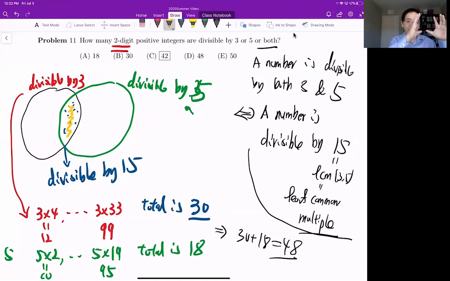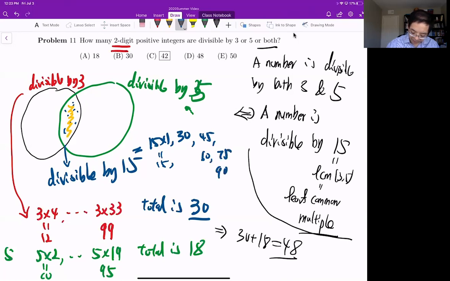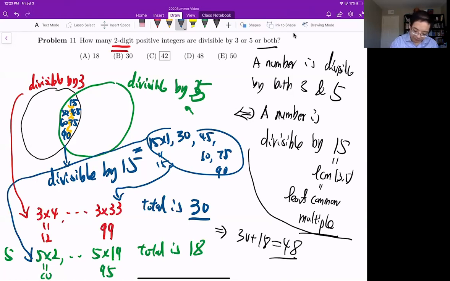When you count the numbers for 3 and the numbers for 5, the overlap is counted twice. You have to subtract this. The overlap is divisible by 15. We start from 15 times 1, and the second one is 30, then 45, 60, 75, and 90. Let me put it: 15, 30, 45, 60, 75, and 90.